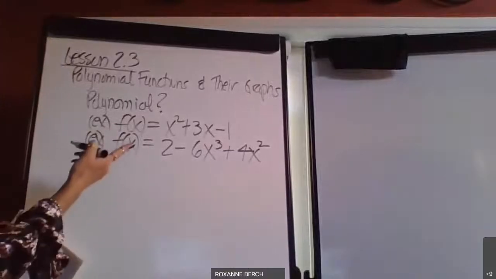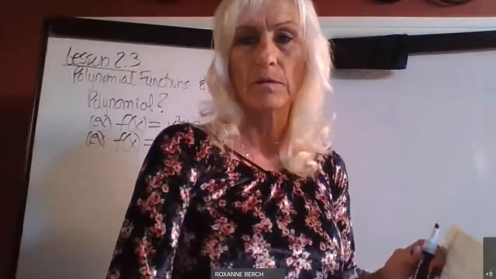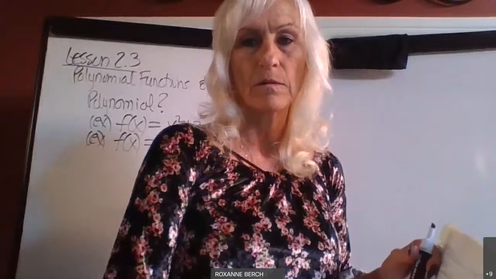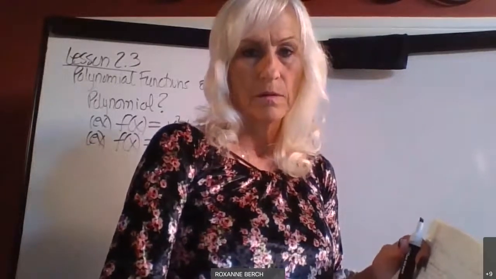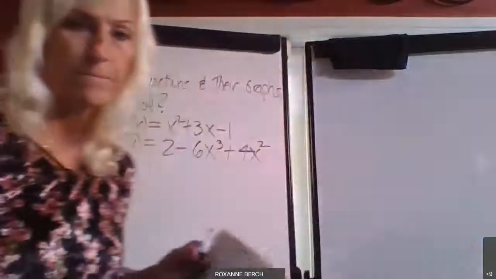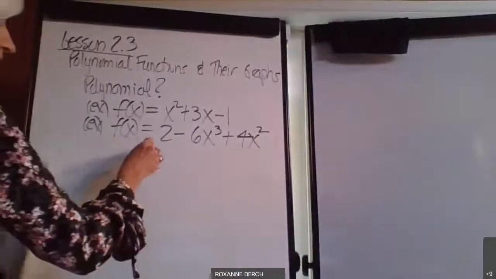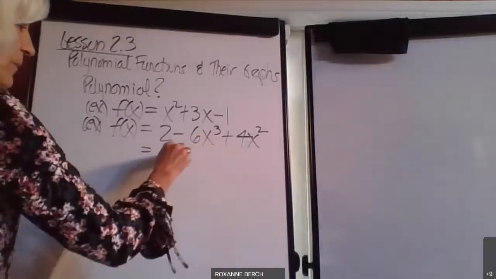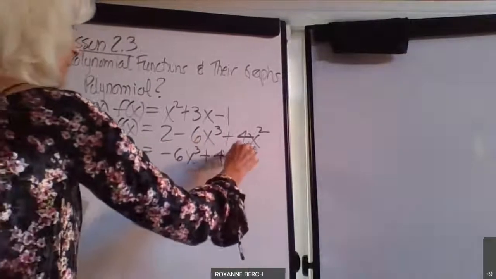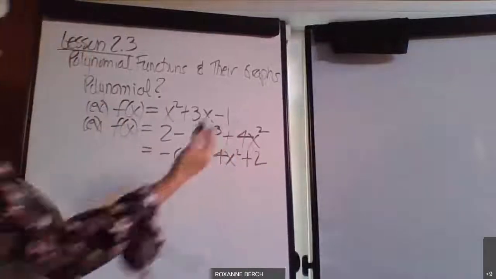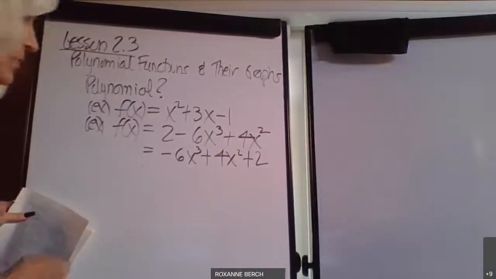Okay, we don't like looking at it like that. Let me pin myself so I can see what I'm showing you. So I would rewrite this in descending order. This would be negative 6x cubed plus 4x squared plus 2. And there's nothing weird going on with the x. This is a cubic. So this is a polynomial.